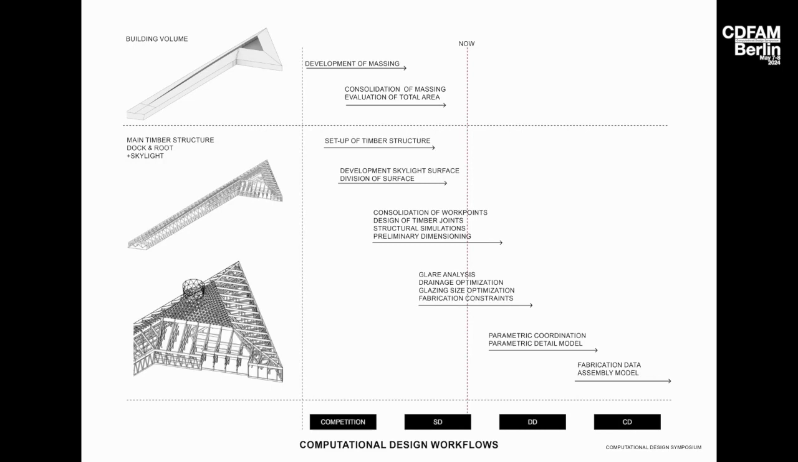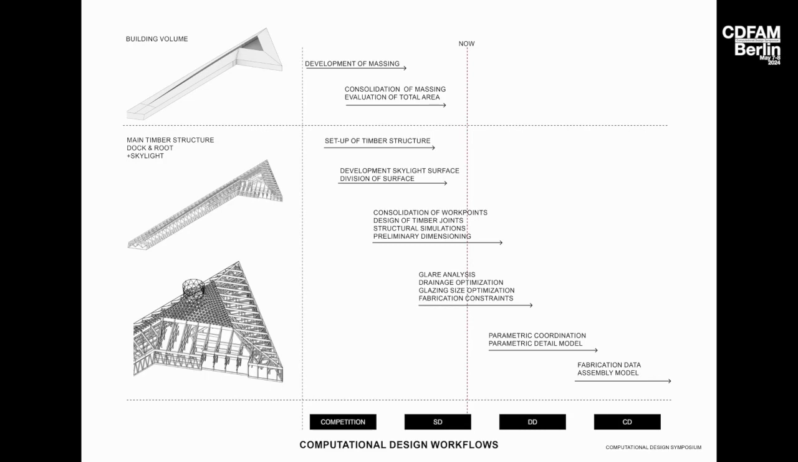And on the other hand, we were also working with scripts for developing the skylight surface, for dividing it, but also for optimizing the surface, for using it for structural simulations and to understand the curvature. And at the moment, we are actually using scripts for consolidating the design, but also to develop the timber joints, to use it for preliminary dimensioning.